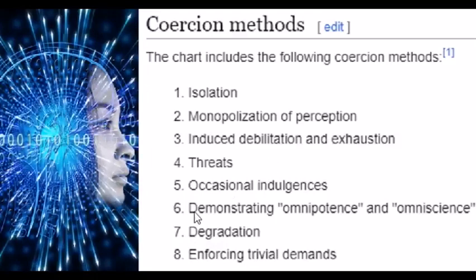And number 6, demonstrating omnipotence and omniscience, what the Swissies are doing all the time, showing themselves off as the master race. Oh, it leads to humiliation and degradation, and they know it very well. And also enforcing trivial demands, you know, Swissies saying, do this, do that. It leads to degradation and humiliation. So the number 7 is a consequence of 1, 2, 4, 6, and 8. So there are major points and then there are sub-points, I would say.